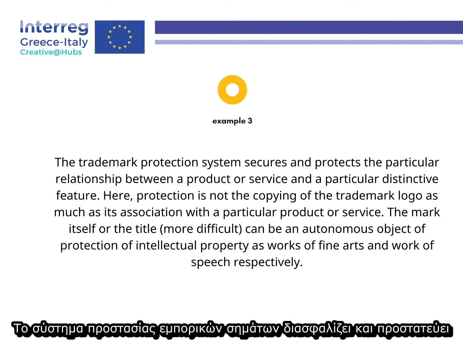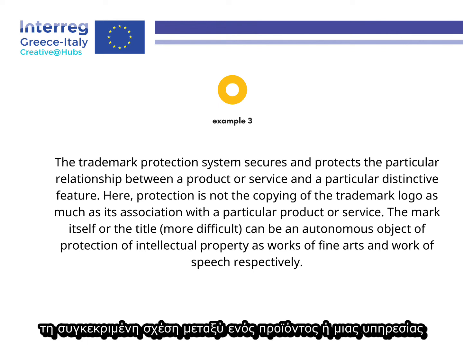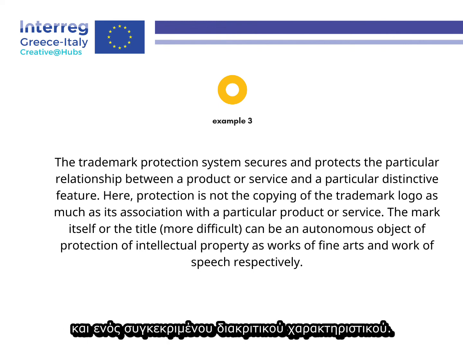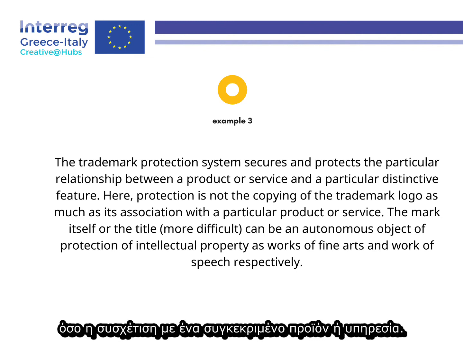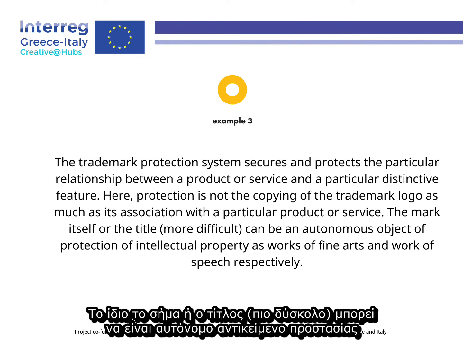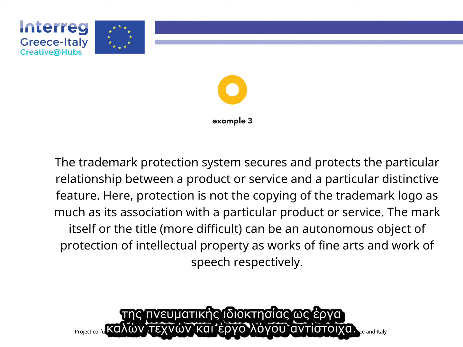Third example. The trademark protection system secures and protects the particular relationship between a product or service and a particular distinctive feature. Here, protection is not the copying of the trademark logo as much as its association with a particular product or service. The mark itself or the title can be an autonomous object of protection of intellectual property as works of fine arts and work of speech respectively.